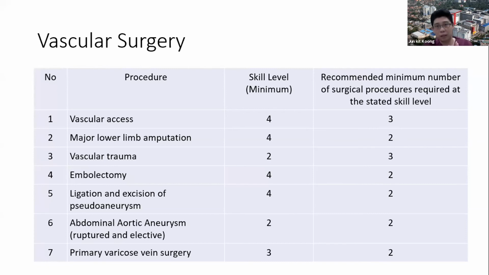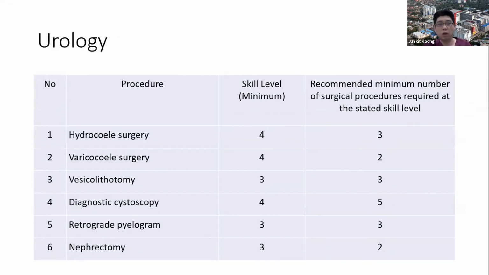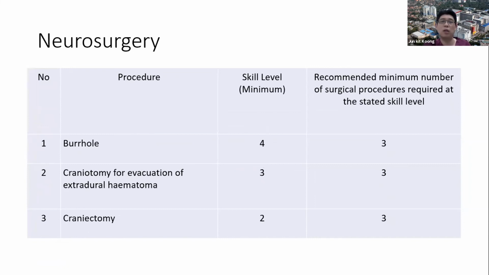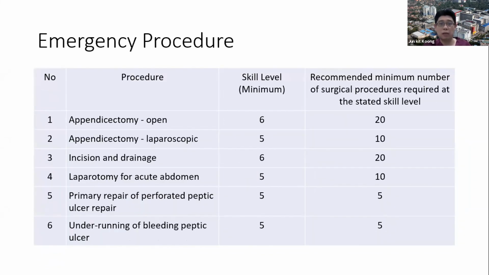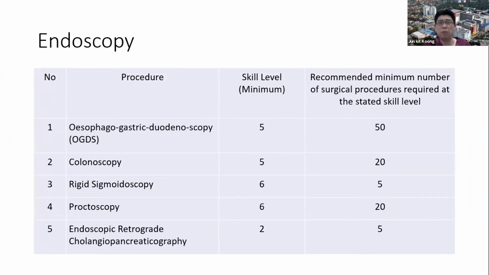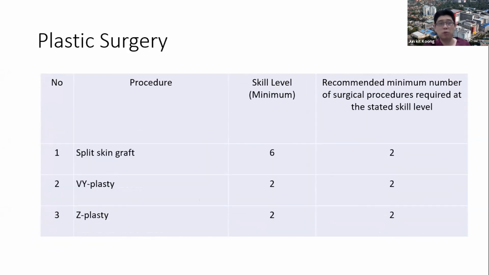So at the moment, I would say this is not cast in stone. But at least this will give you a guide of what you need to achieve, or what you should try to achieve. Of course, index procedures, you need to achieve them. Urology is here, neurosurgery is here as well, but you can see nothing which is really independent. Pediatric surgeries, just herniotomies and hydroceles. Emergency procedures, things like appendix, you should be able to manage complicated appendectomy as well, laparoscopic appendix, and so forth. Endoscopy shouldn't be a problem for you to do OGDS and colonoscopy independently, 50 and 20. Plastic surgery, for you to do skin graft.